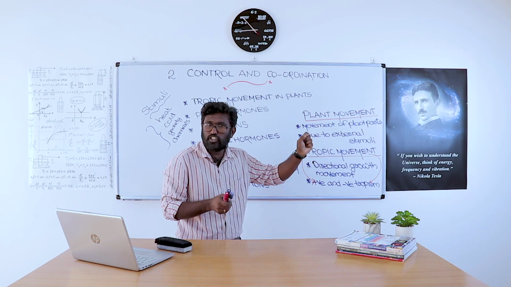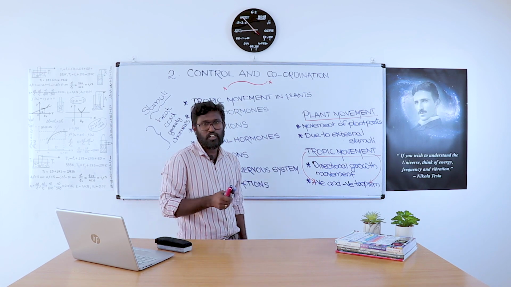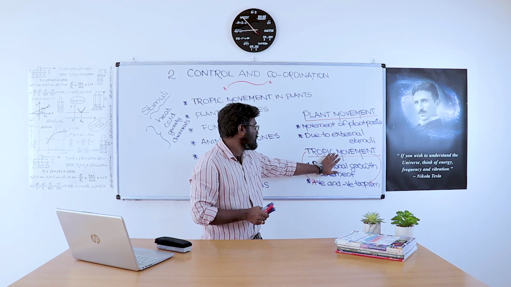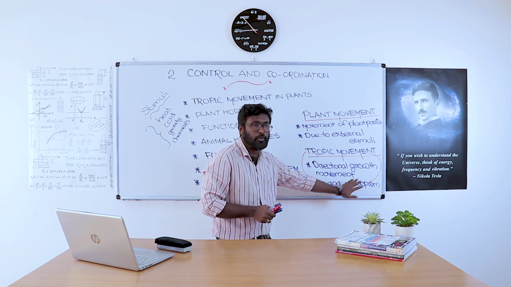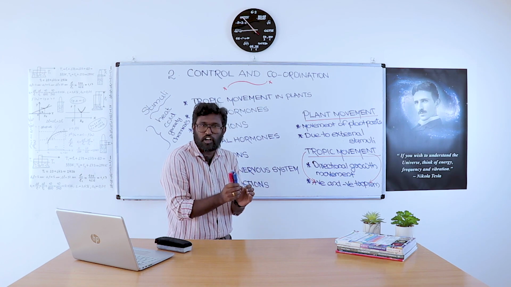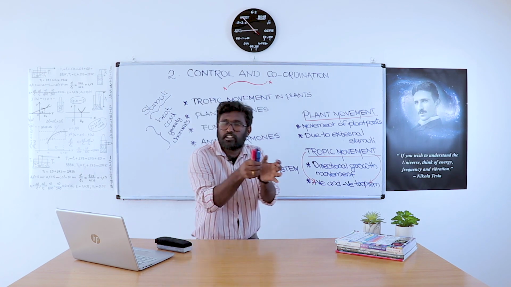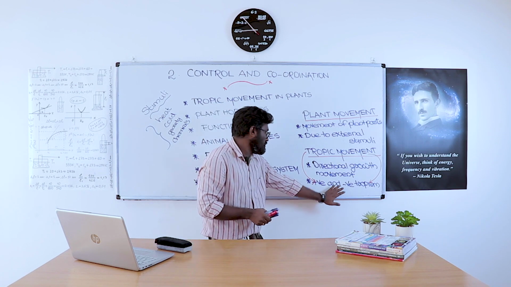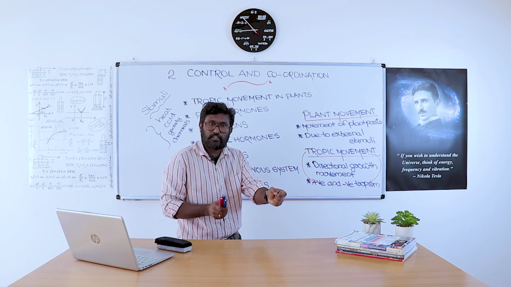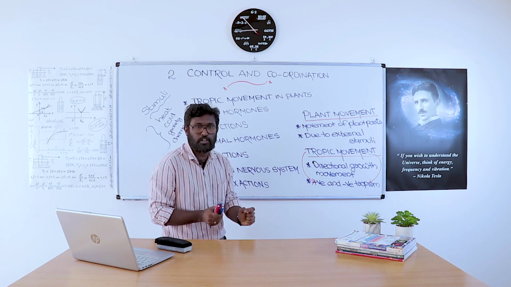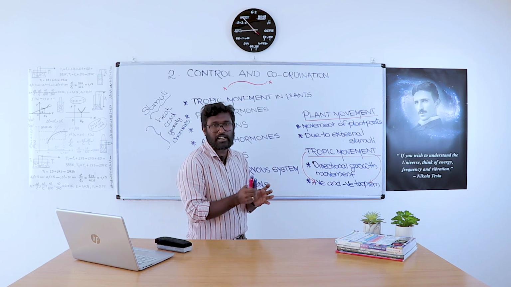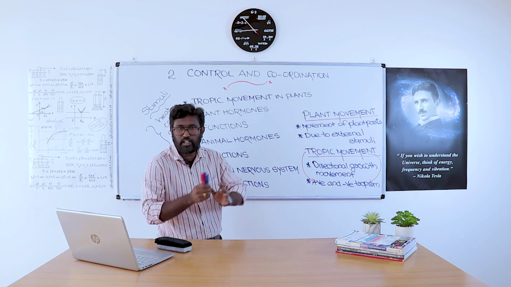If the change is towards the stimulus, then the tropic movement is called positive tropism. If the change occurs towards the stimulus, then that tropism is called positive tropism. If the change occurring in plants is away from the stimulus, then that tropism is called a negative tropism.